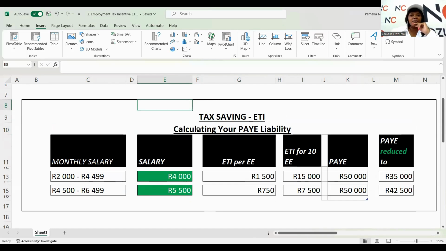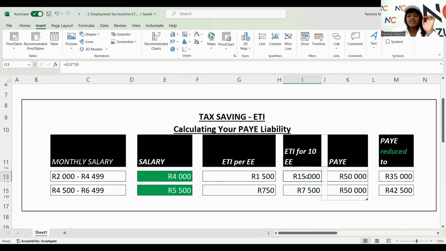So let's say you have an employee that meets those criteria and earns 4,000 Rand, right? From that employee, your company gets this employment tax incentive that will amount to 1,500 Rand to reduce your pay as you earn. So at a bigger scale, let's say you have 10 of these employees that earn 4,000 Rand and meet those criteria. So your employment tax incentive will amount to 15,000.